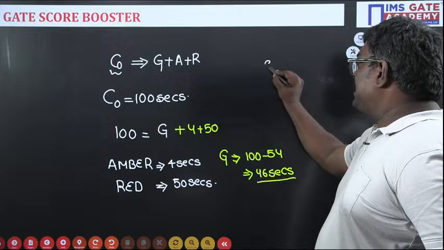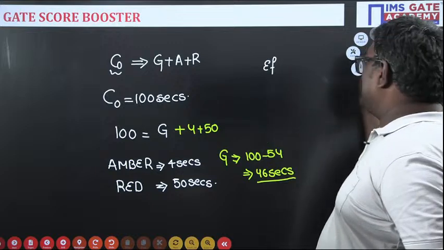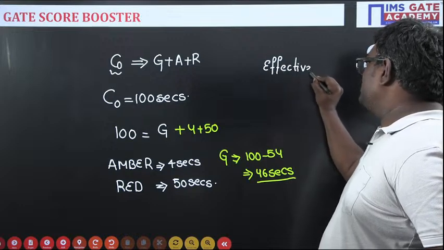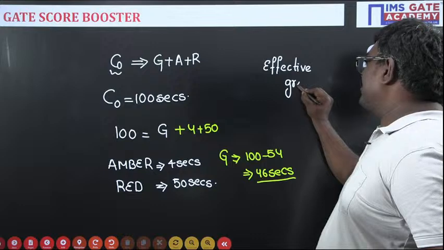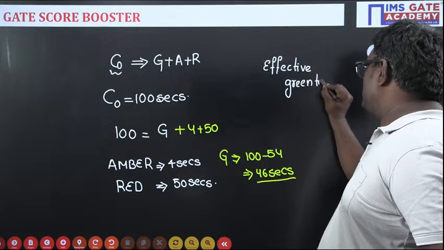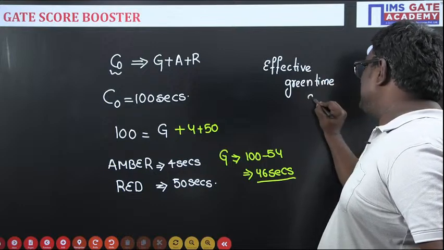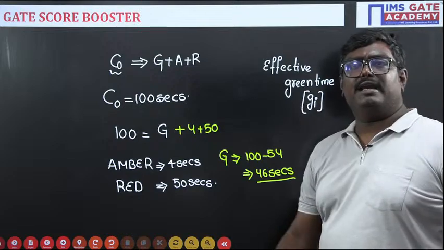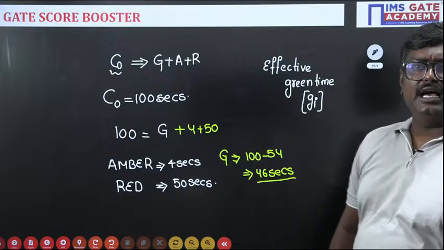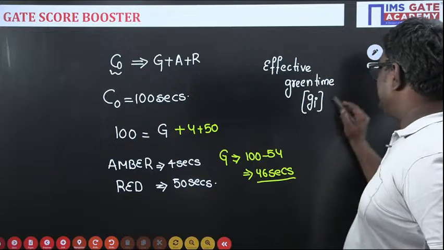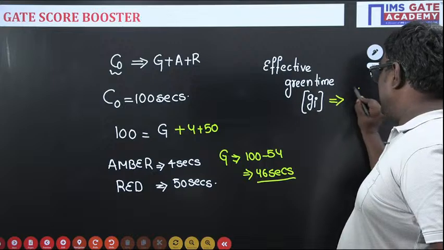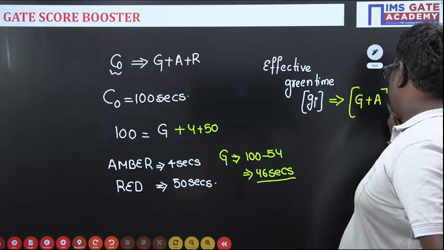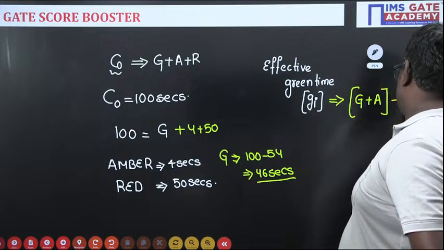So remember, my dear students, when they ask you effective green time, it is denoted as G_i. What is effective green time? Effective green time is denoted as G_i. So here G_i is equal to green time plus amber time minus lost time.